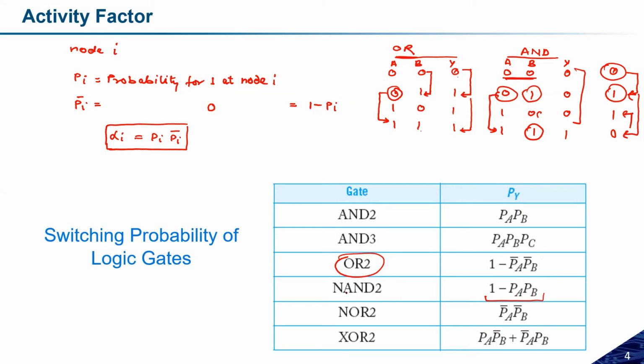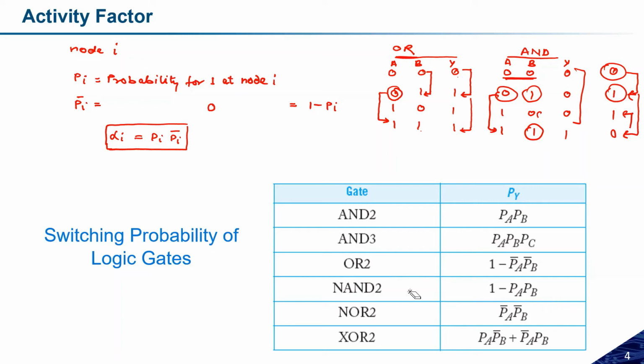Similarly, if we have to calculate for NOR, it will be PA bar times PB bar. So this will become the switching probability for the NOR gate.